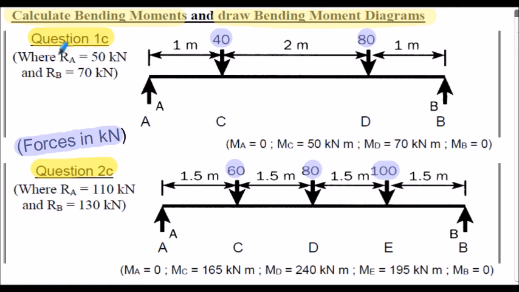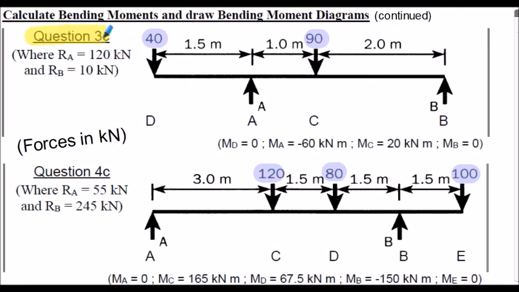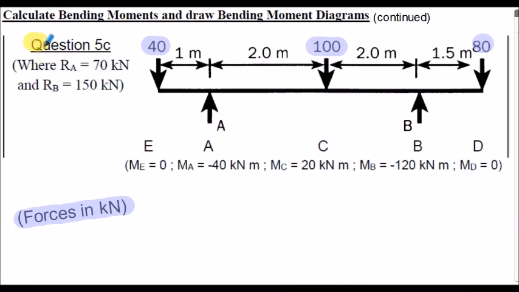Within each of the questions, we are given the reactions, RA and RB, to save us time in the solution. The bending moments at the various positions along the lengths of the beam are shown in the brackets. Full work solutions are shown to question 1 and question 2. Here's question 3 and question 4. Again, the forces stated in kilonewtons. And again, full work solutions shown in the presentation for question 3 and question 4. And I'll leave you with question 5 at the end of the presentation to develop a solution at your own pace. The answers for the bending moments across the beam are shown in the bracket here.